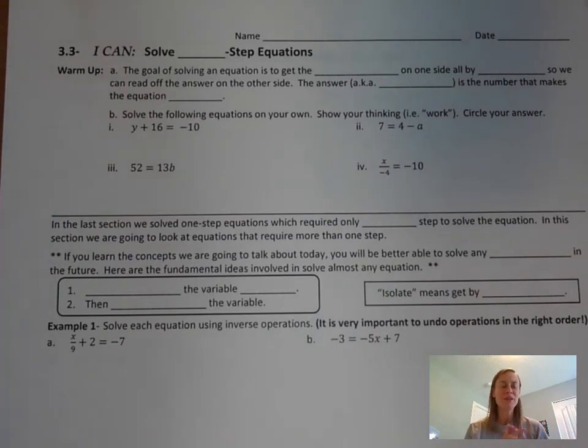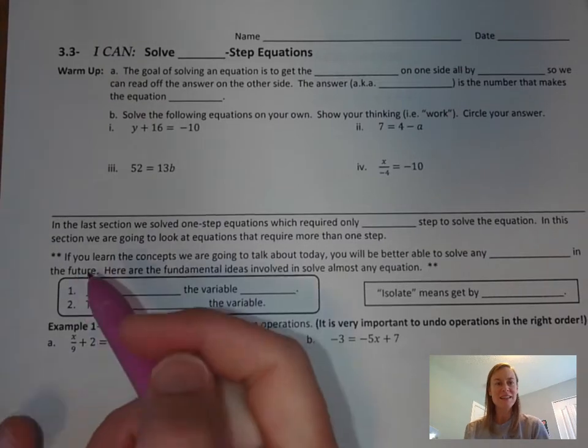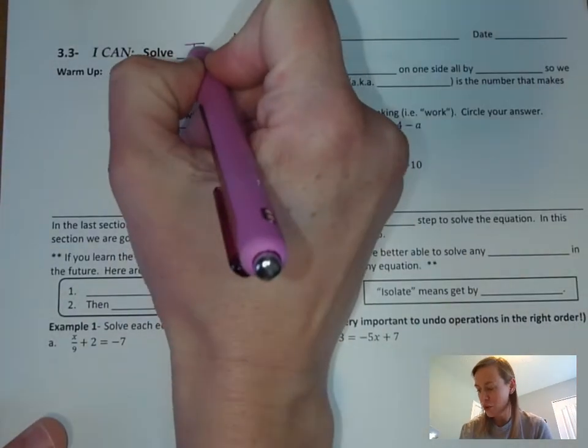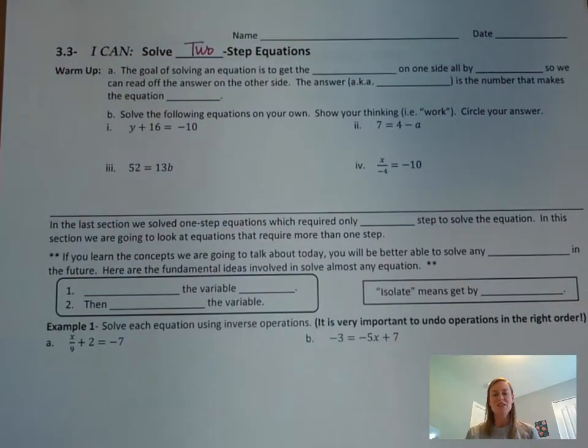Today's work is going to build on what we did the last 2 days. Yesterday and the day before, we were doing one-step equations. Today's I can statement is I can solve two-step equations. So there will be some review, and let's start with review.